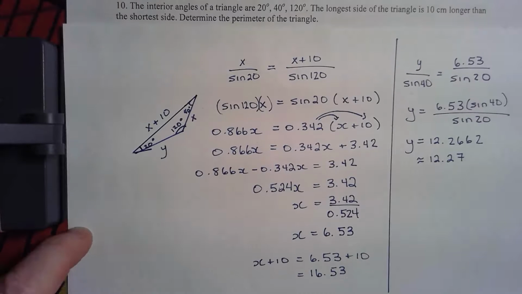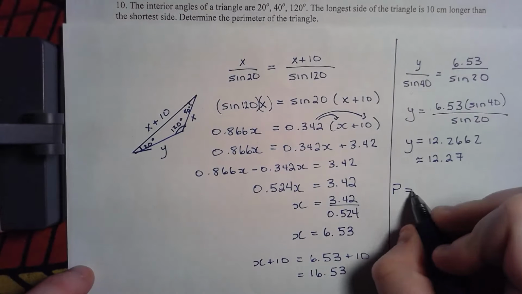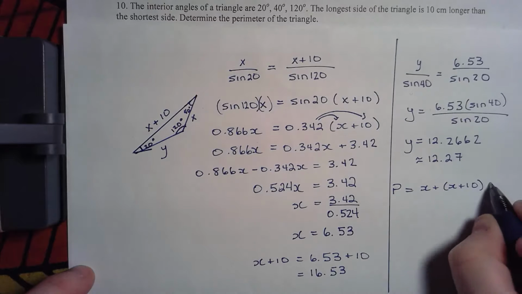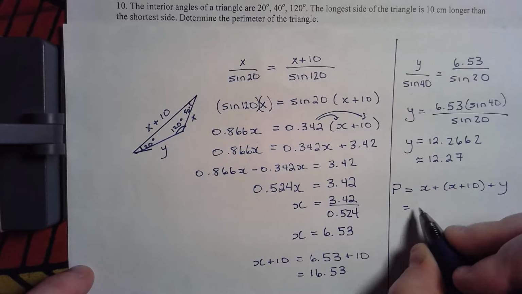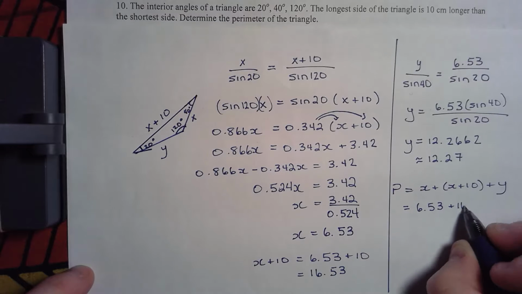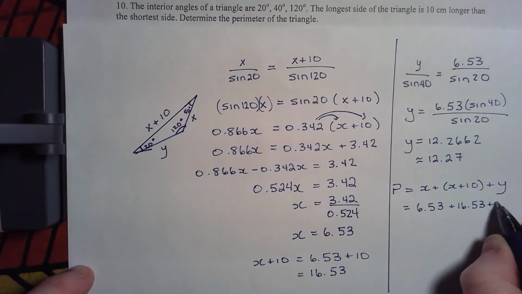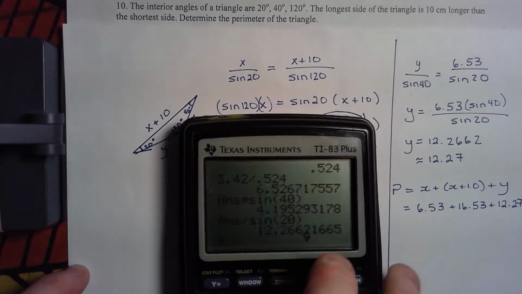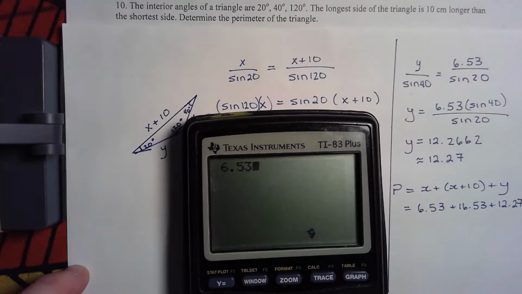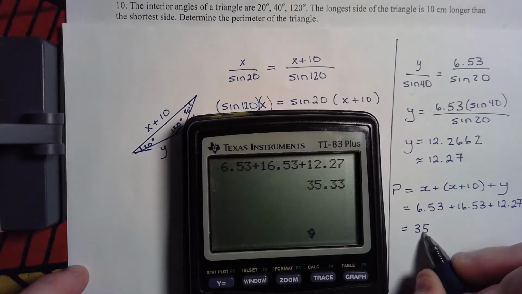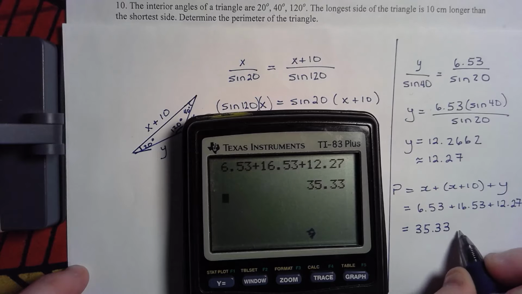So now I have my three side lengths, so my perimeter is going to equal x plus 10 plus y. So that's going to be 6.53 plus 16.53 plus 12.27. And when I plug all of that into my calculator, I get 6.53 plus 16.53 plus 12.27, and that comes to 35.33 centimeters.